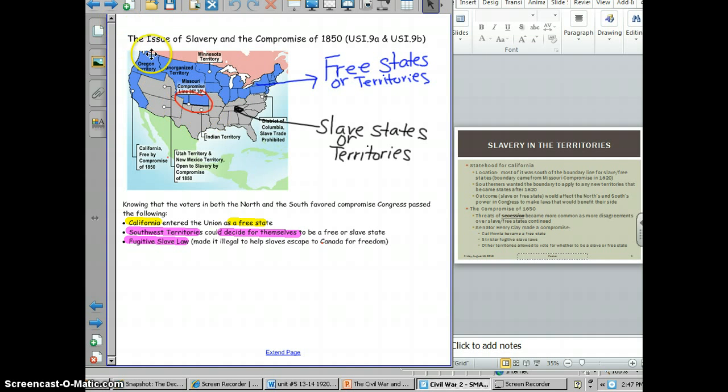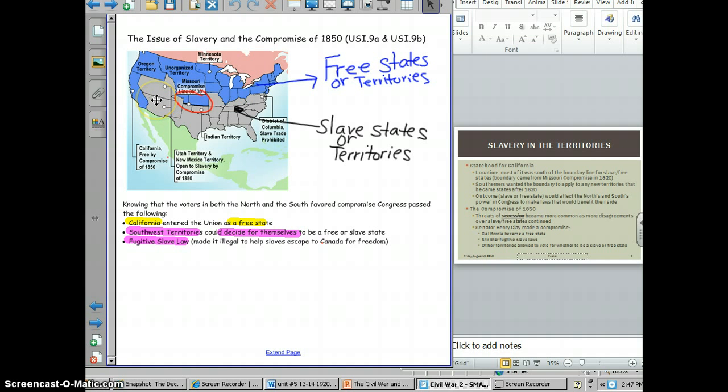This compromise had four parts to it. Number one, California would enter as a free state, which would satisfy the North. Number two, the areas of the southwestern territory that had been gained from Mexico, namely the Arizona Territory and the New Mexico Territory, would be able to decide for themselves, according to the principle of popular sovereignty, whether to be a free state or a slave state when they applied for statehood.